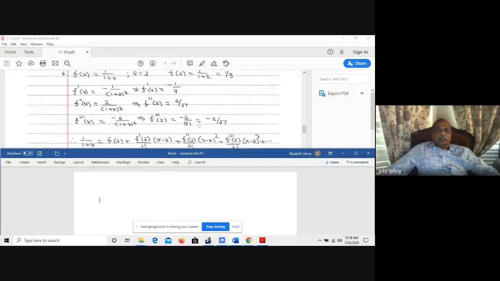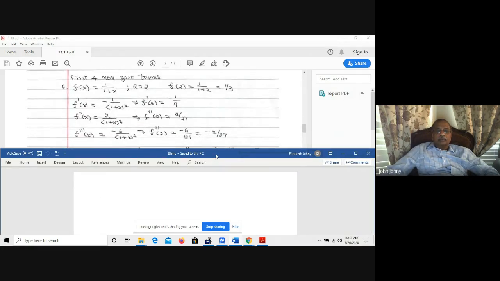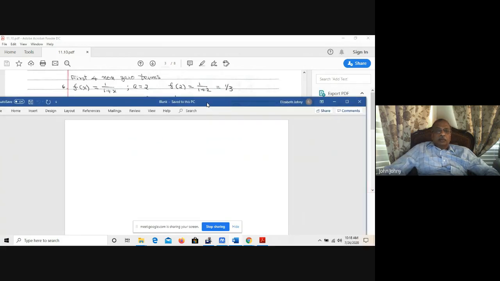Now, this is number 6 from the textbook. You have to find the first 4 non-zero terms, that's all. So f of x is 1 over 1 plus x. a is equal to 2, centered at 2. Therefore, f of a is f of 2, that is 1 over 1 plus 2, which is 1 over 3.